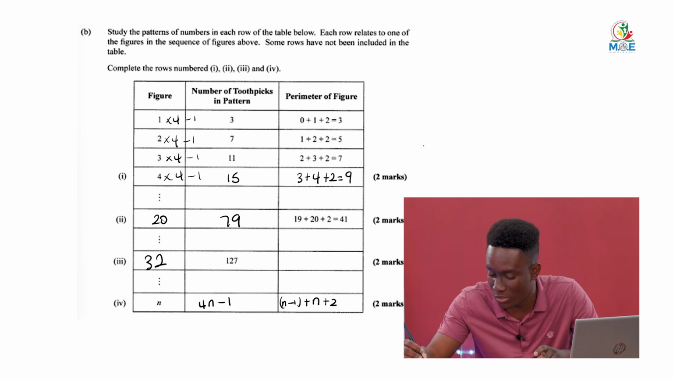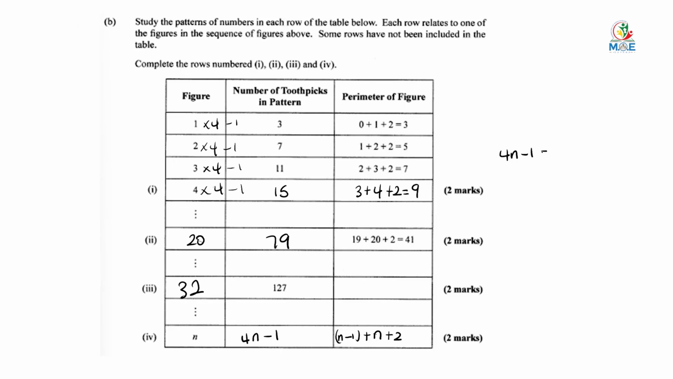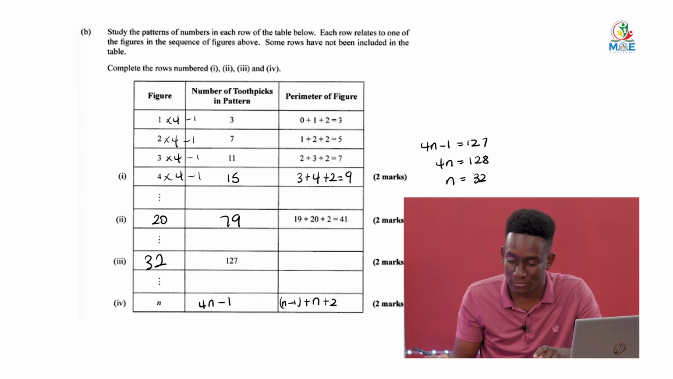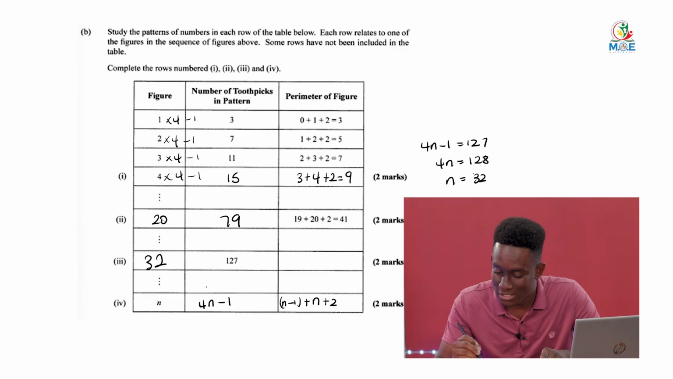Or we could have done this. We could have done 4n minus 1 is equal to 127. And we could have had 4n is equal to, we take over this subtract, we will add. So this would be 128 and n would be equal to 128 divided by 4 would give me 32. You could have done that as well. Or you could have done trial and error. And that's the beauty about these kind of questions. So that is for that one.